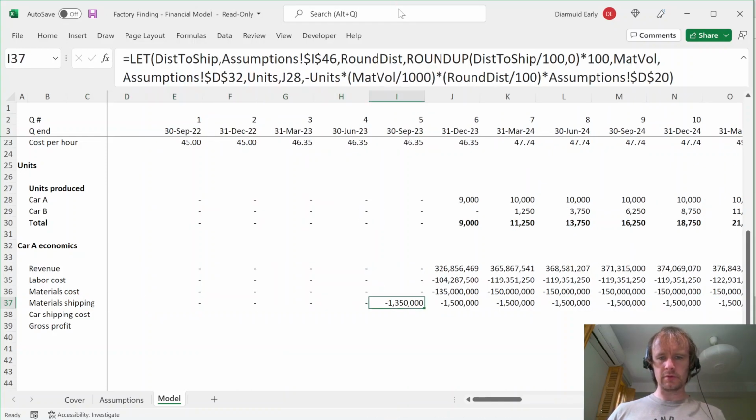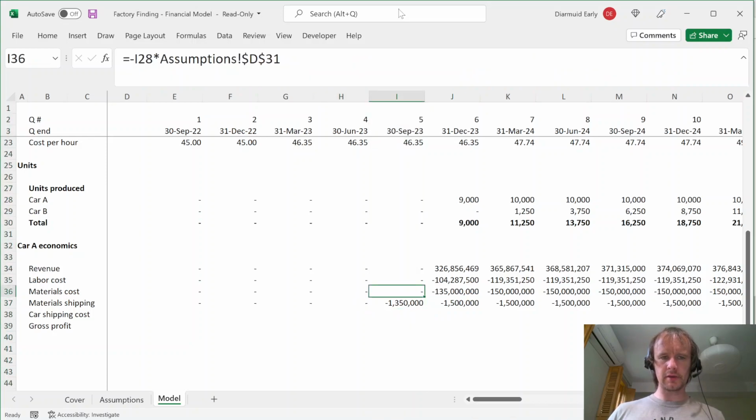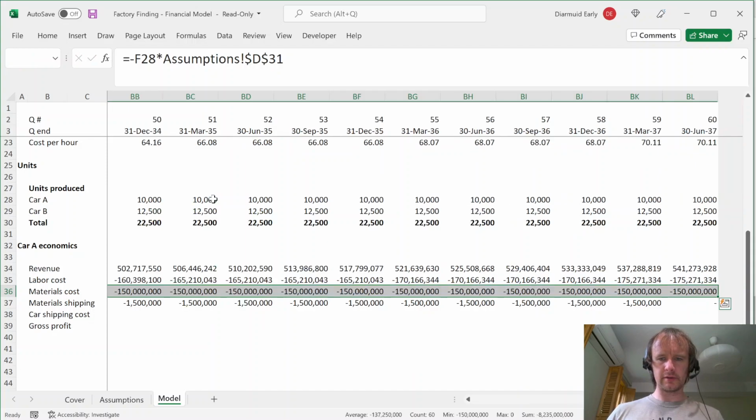And there we go. Oh, and now that I see this, with materials shipping kicking in here, but materials cost only kicking in here, it immediately reminds me, nope, this should also have been pointing at the next quarter. So let's carry that across also.